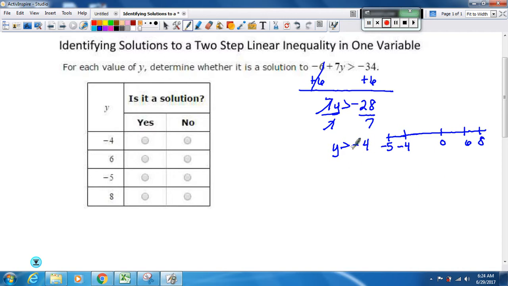Now I'm going to circle the number that I got, negative 4. And see how this inequality is pointing to the right? So anything to the right of that is going to be a yes answer. You do not include the number negative 4. Negative 4 is a no answer because this inequality is not underlined. So it's greater than negative 4, but not greater than or equal to negative 4. So negative 4 is actually not a solution.